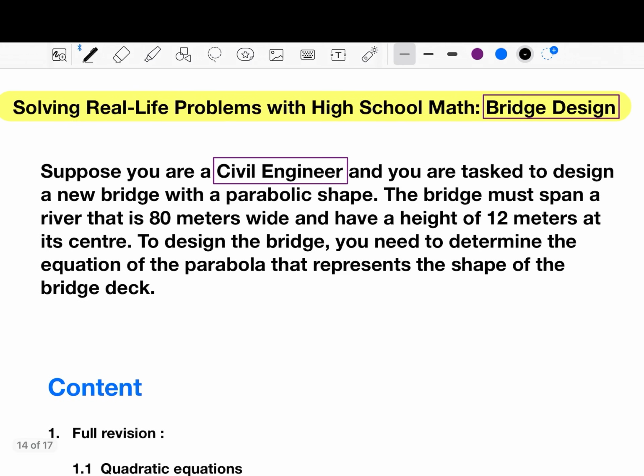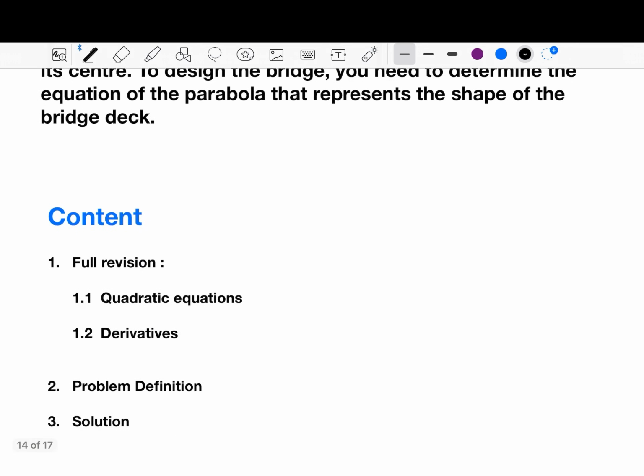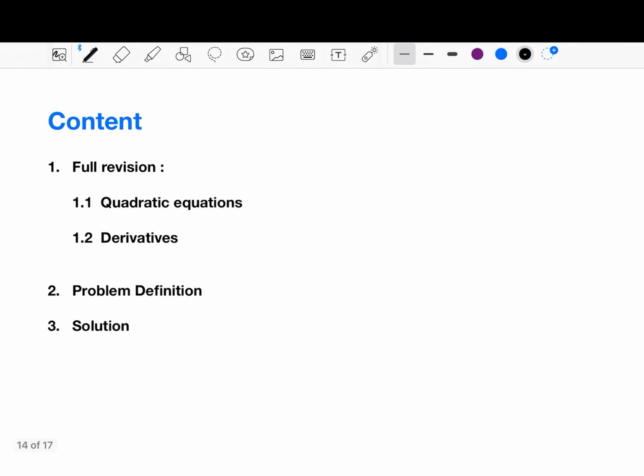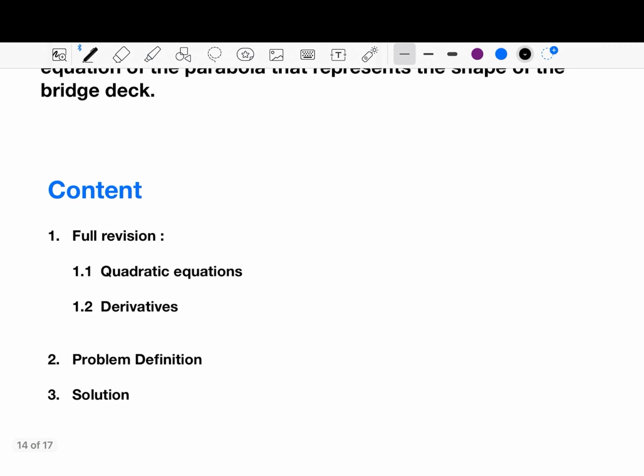But for us to understand how we can actually design a bridge like a civil engineer, we need to understand two high school topics. You need to understand quadratic equations. You need to understand derivatives. So I'm going to give you a full revision on these two topics, quadratic equations and derivatives, and then give you a problem definition and also give you a solution.